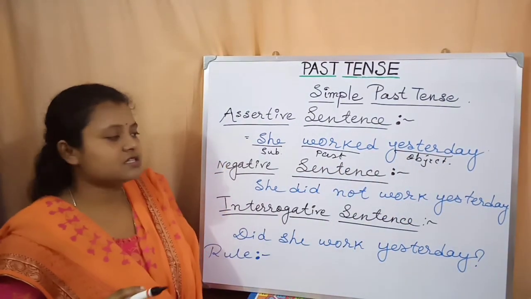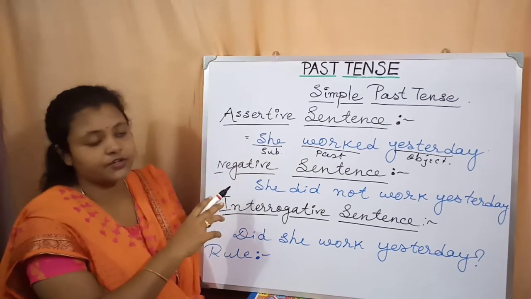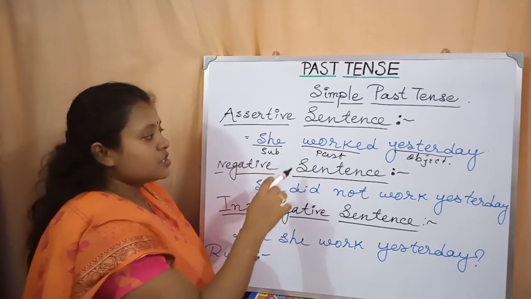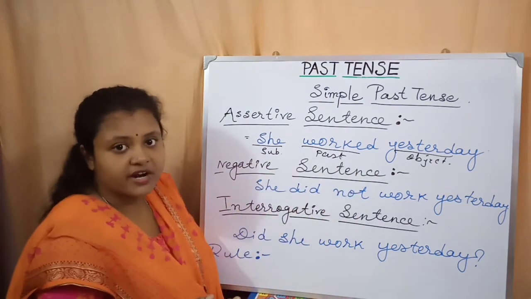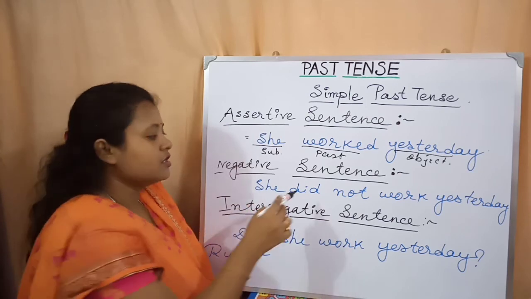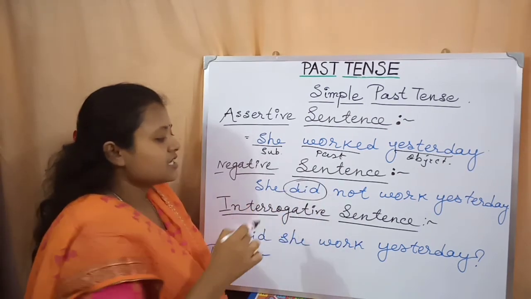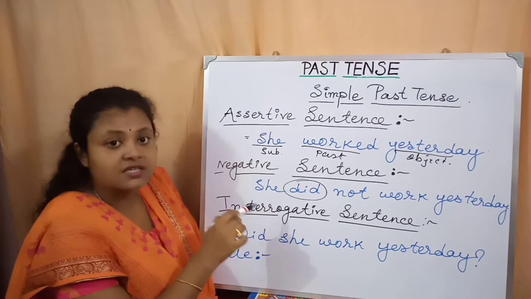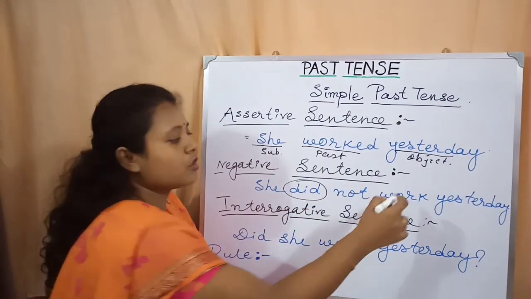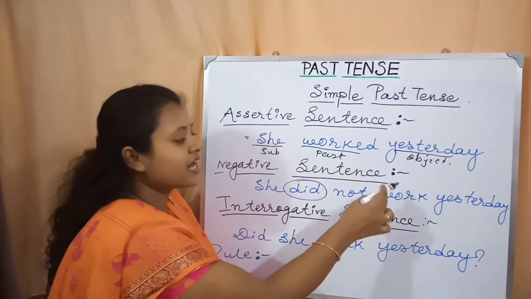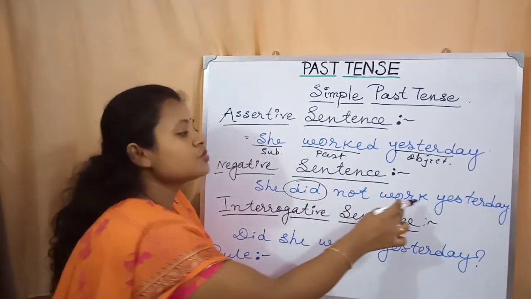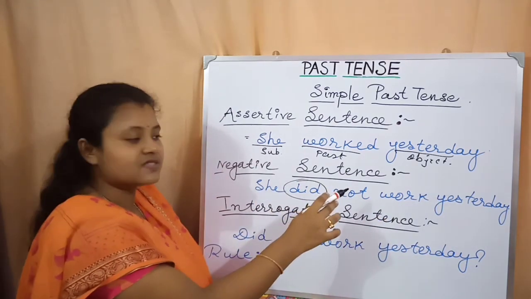So the same sentence, if you have to write in negative sentence, how will you write? She did not work yesterday. She worked not yesterday, you can't write that. So you have to add the auxiliary verb over here. The auxiliary verb that needs to be added over here is did. She did not work. She did not worked also you cannot write. You have to write then the present tense of the main verb. So did not work yesterday. This is the negative sentence.